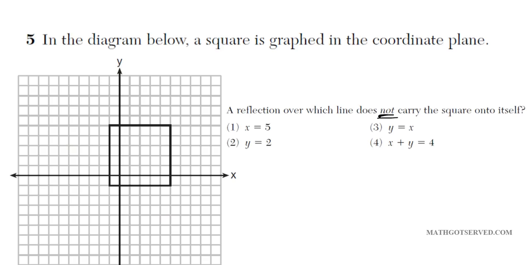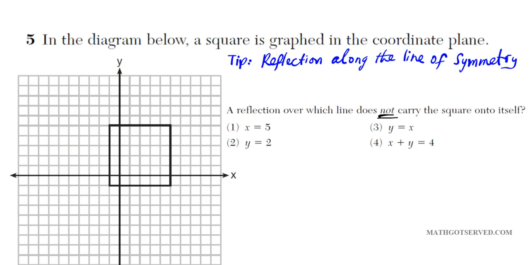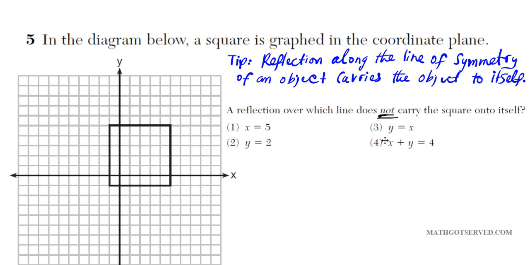So just a real quick tip when you're dealing with reflections along lines and carrying an object to itself. The quick tip is, a reflection along the line of symmetry of an object, guess what it does? It carries the object to itself. What does it mean to carry an object to itself? It basically means that you end up with exactly what you started with. So if an object has a line or lines of symmetry, if you reflect that object about that line of symmetry, you end up with exactly what you started with.